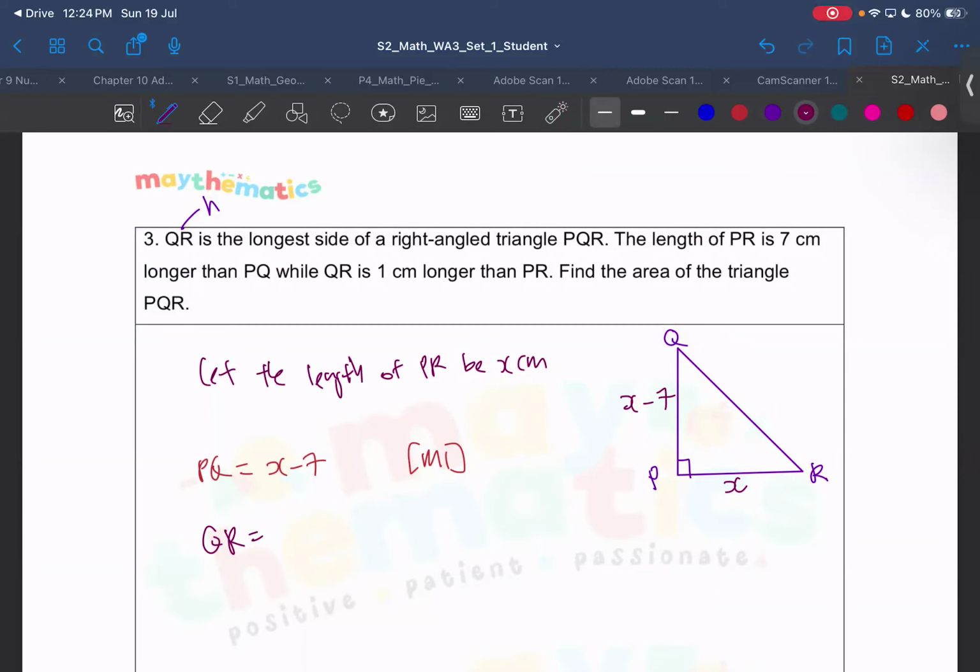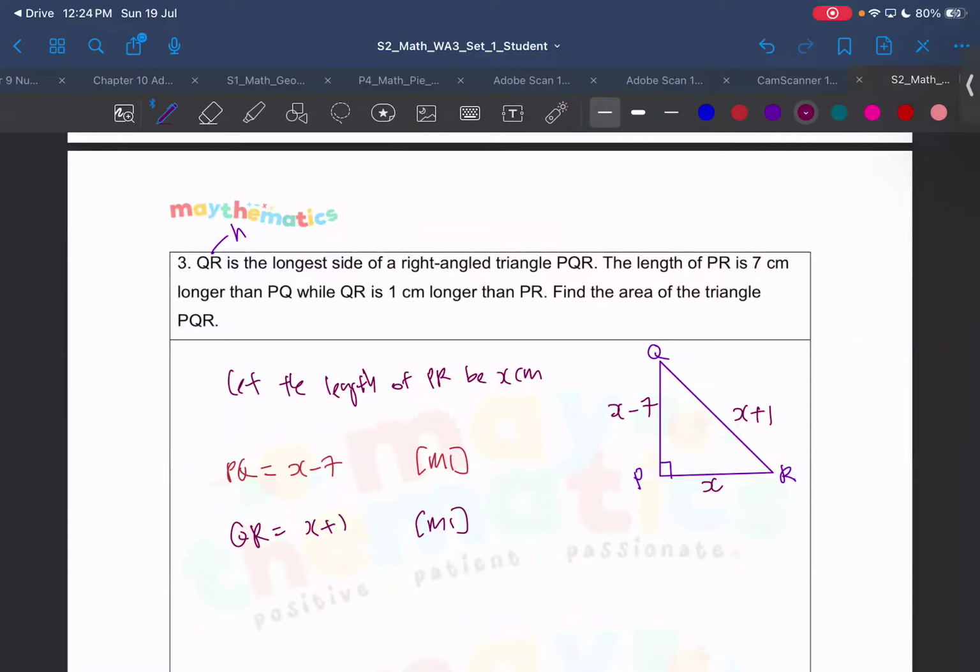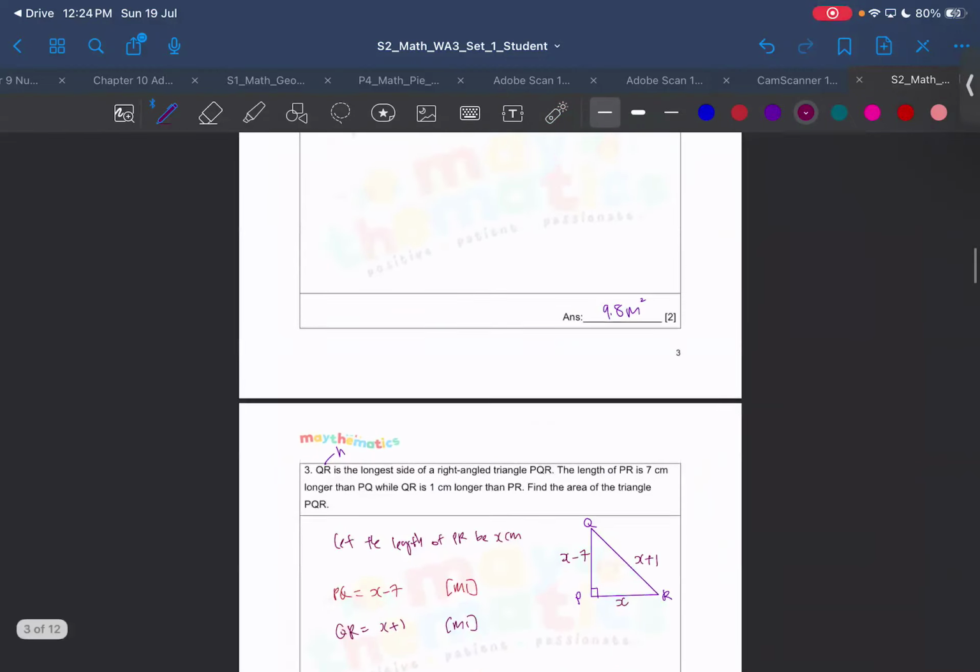QR is 1 longer than P, so X plus 1. Yeah, okay, so this alone will give you another 1 mark. Take note. Wait, I never told you the marks for the previous question. Let me go back for a while.